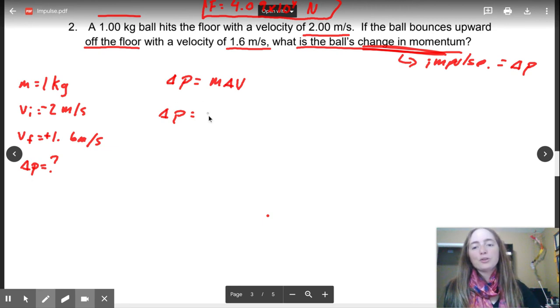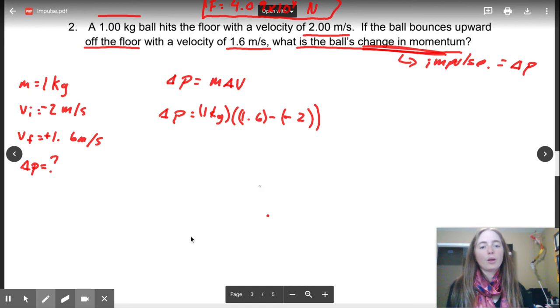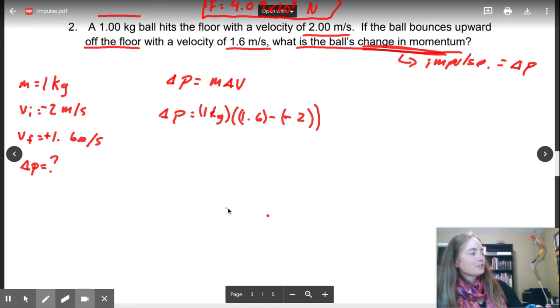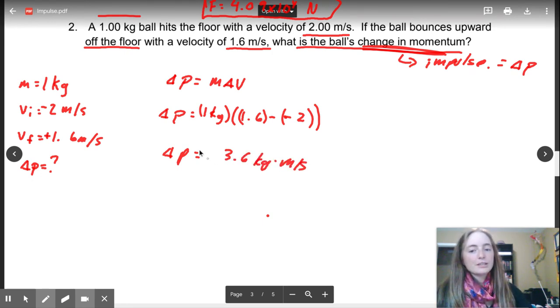So we have our mass, which is a 1 kilogram ball, and our delta v is going to be our vf minus vi. So 1.6 minus your negative 2. Okay? Once you do the math and plug all that into your calculator, we are going to wind up with a value of 3.6 kilogram meters per second. It is a positive number.